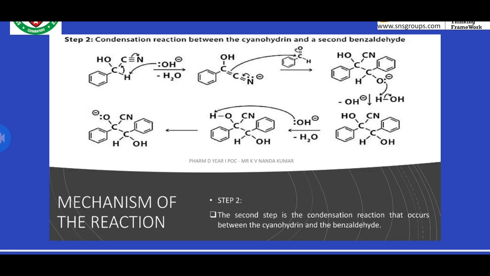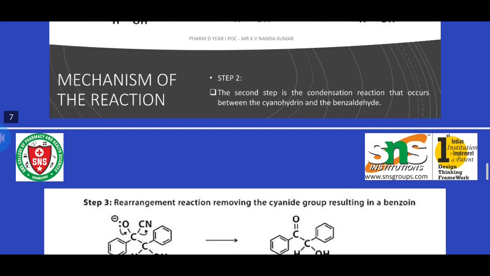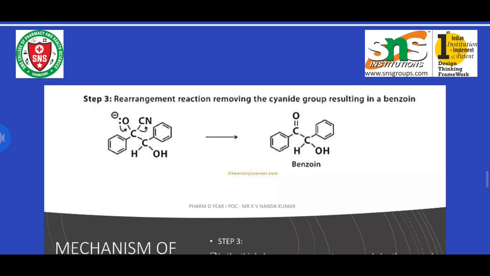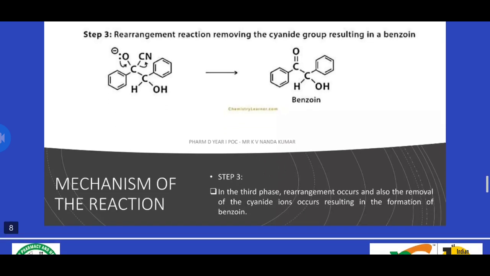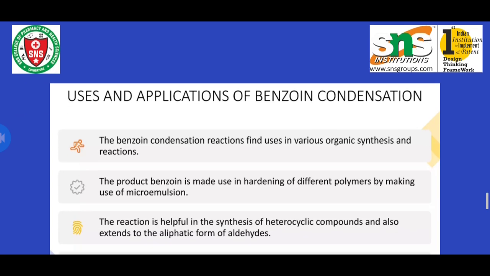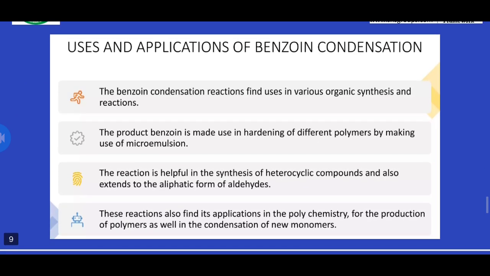At last you will get a cyanide intermediate. That molecule undergoes a rearrangement reaction, that is the cyanide group is removed, so you will get benzoin. That is, in the third phase rearrangement occurs and the cyanide ion is removed, so you will get benzoin. These three steps are the mechanism of the benzoin condensation.